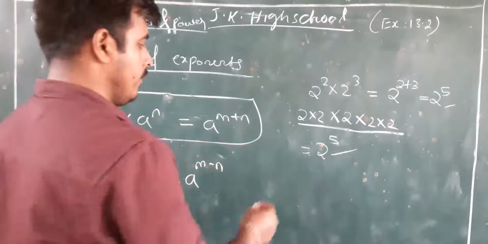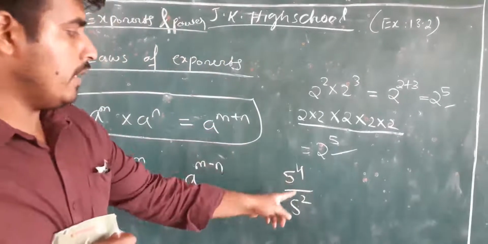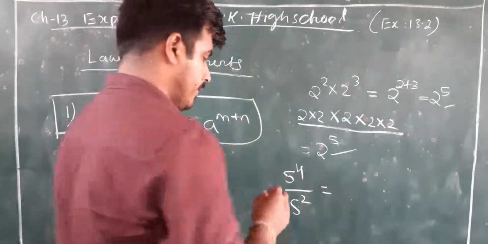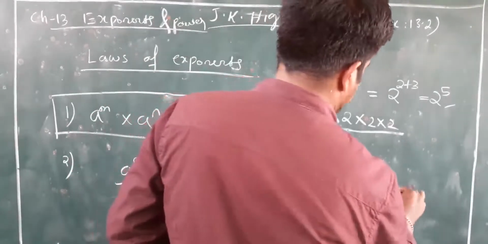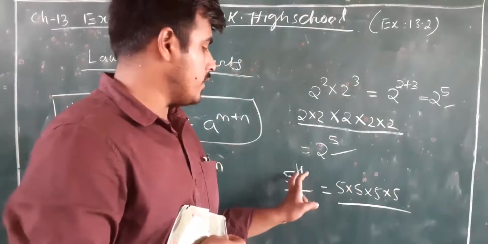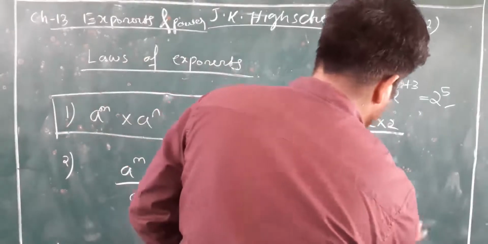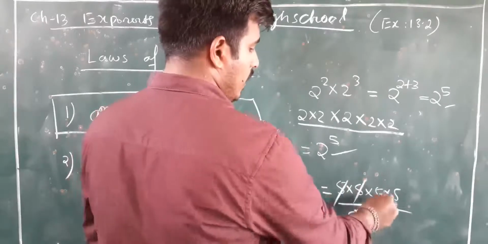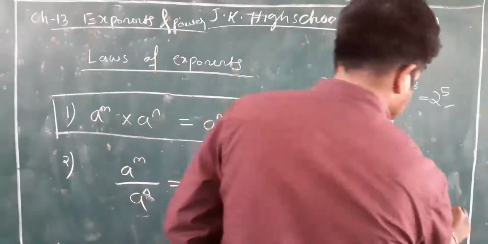This can be justified by 5 raised to 4 divided by 5 square. Let's solve it by the elaborate method. 5 raised to 4 is 5 into 5 into 5 into 5, 5 multiplied 4 times, divided by 5 square, which means 5 into 5. Now we can cancel 5 with 5, and the second 5 with 5. What remains? 5 into 5, which is once again 5 square.